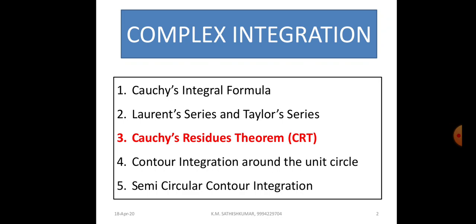So the topic name is complex integration. It's one of the topics of Engineering Mathematics 2. Complex integration has 5 subtopics. One is Cauchy's integral formula, second is Laurent series and Taylor series, third is Cauchy's residue theorem, fourth is contour integration around the unit circle, and fifth is semicircular contour integration.